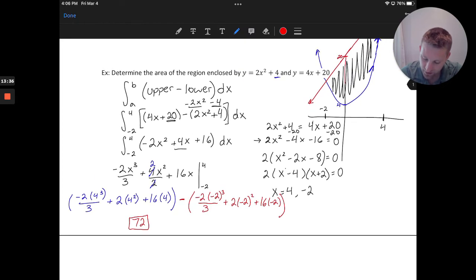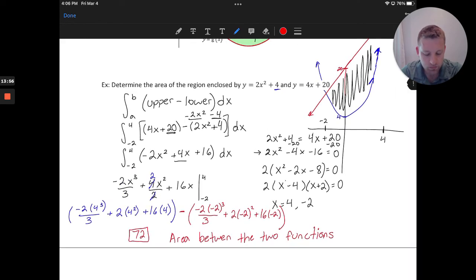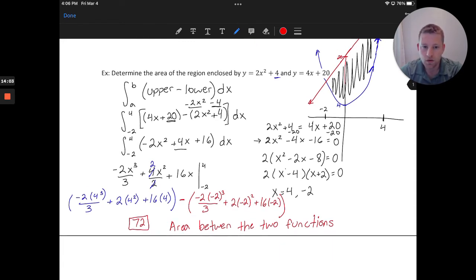So this again gives me the area trapped between the two curves or functions. Perfect. All right. So that is our first example.